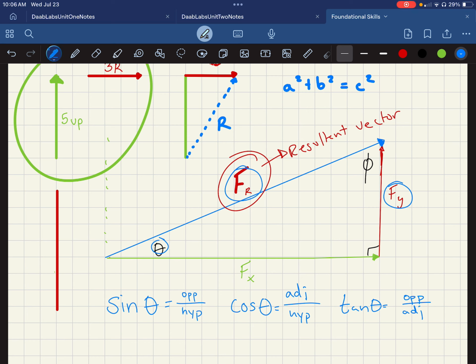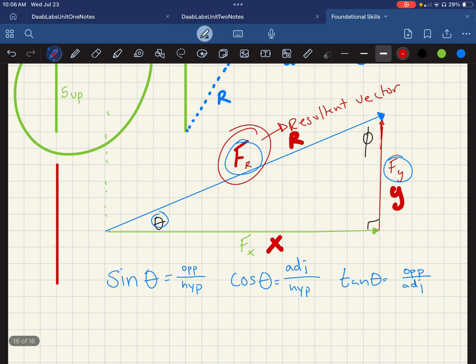And so this is where you can set this up however you want, but let's call this x, y, and r. I'm just relabeling these sides. The x component will just be x, the y component will just be y, and the total resultant would be r.